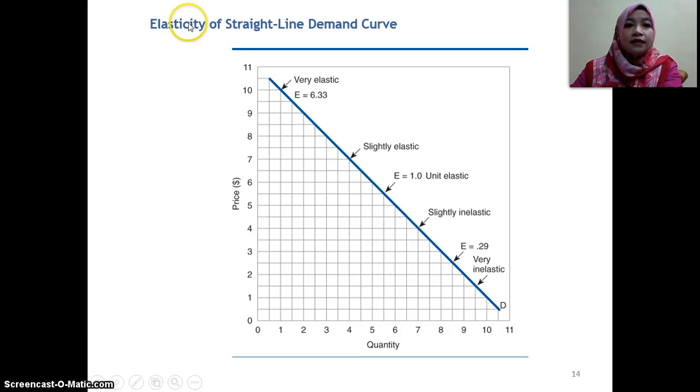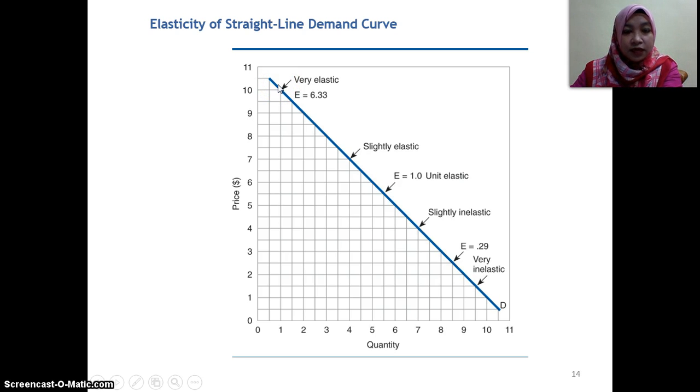Alright, the next information that you have to understand in this subtopic is how to draw elasticity of a straight line demand curve. What you can see from here is the y-axis is for price, the x-axis is for quantity. Unit elastic is normally located at the middle of the curve. As you go down, it will be slightly inelastic, then very inelastic, which is close to the quantity axis. Same goes to slightly elastic, vice versa. As you go up, slightly elastic, and close to the y-axis will be very elastic.